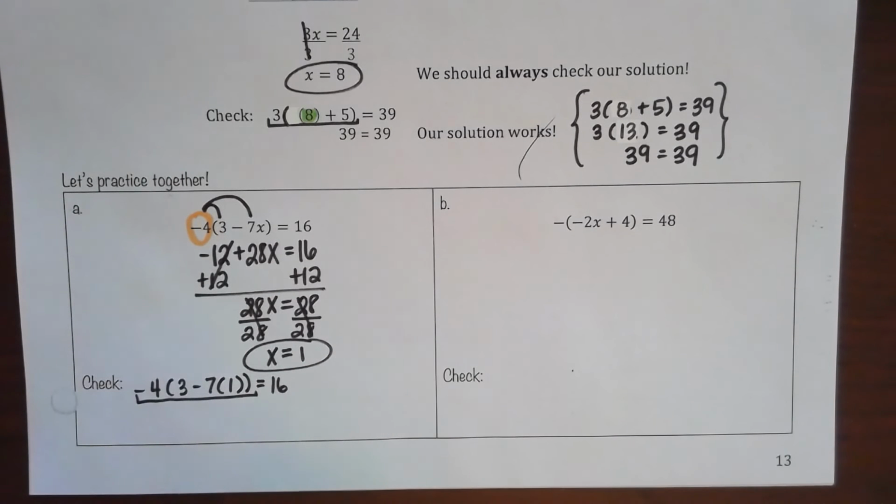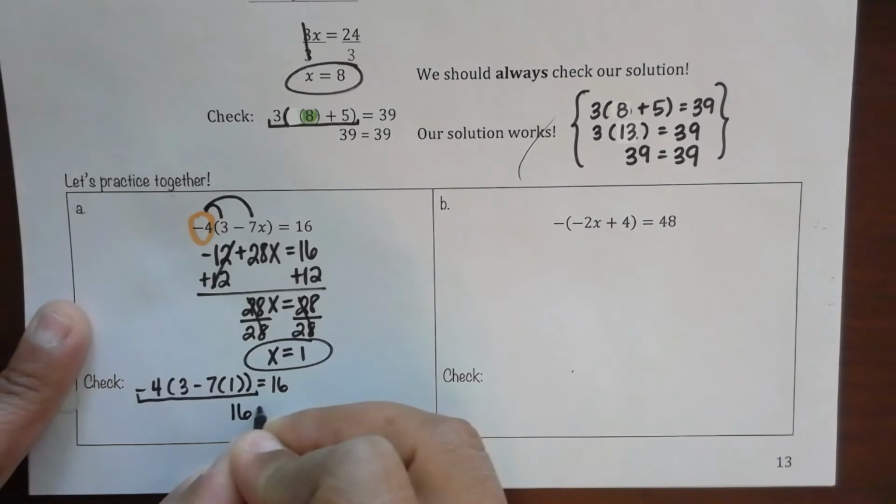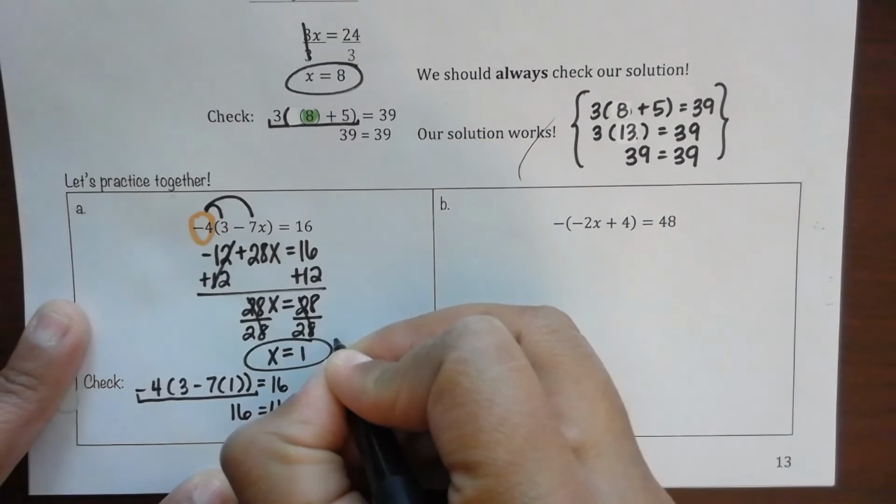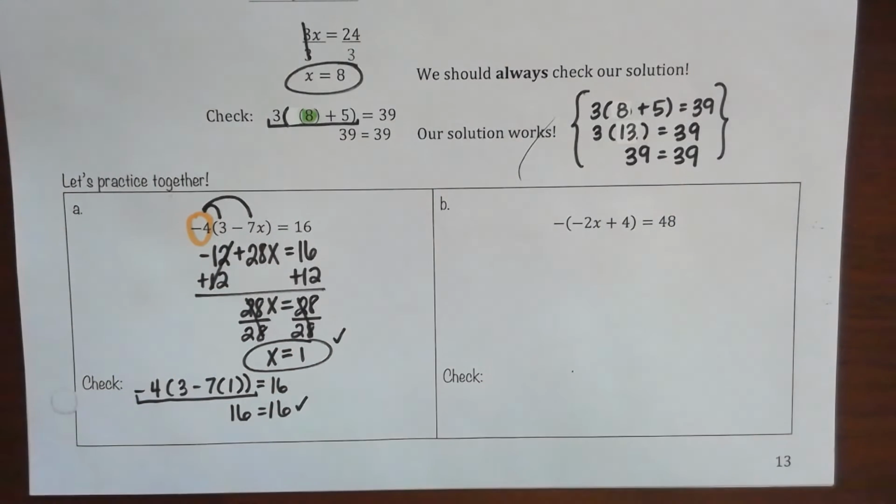Plug that in for me, parentheses and all, okay? And Kylan, you were correct. You substitute in. I'll tell you when. So type in -4 parentheses 3 minus 7 open parentheses 1 close parentheses, another close parentheses. Okay. What y'all get? 16. Does 16 equal 16? Yes. So is 1 the right answer? Yes. Any questions there?